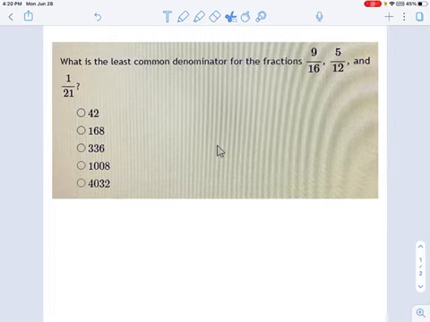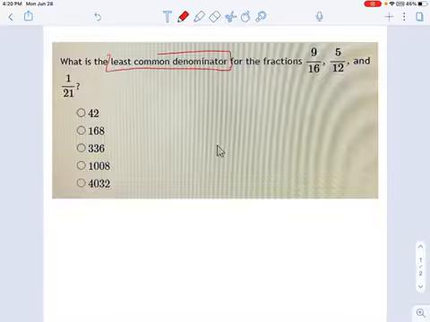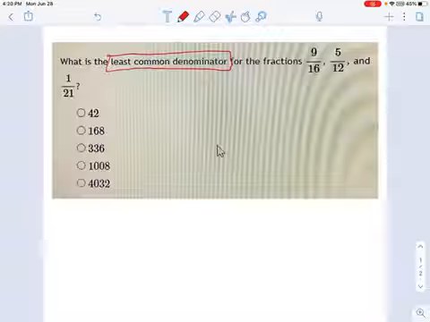So in this question, it's asking about least common denominator. And if you remember what least common denominators are useful for, it's generally when you have to add fractions together. You need to know what least common denominators are. But in this case, it's not asking us to add them together. It just wants to know what the least common denominator is.